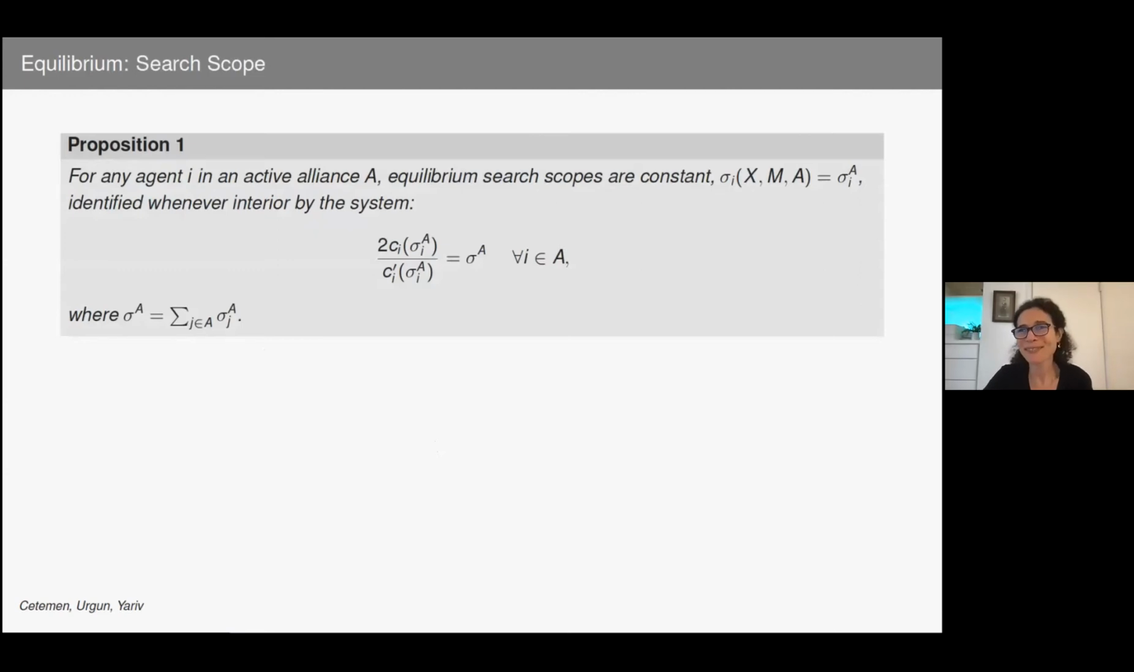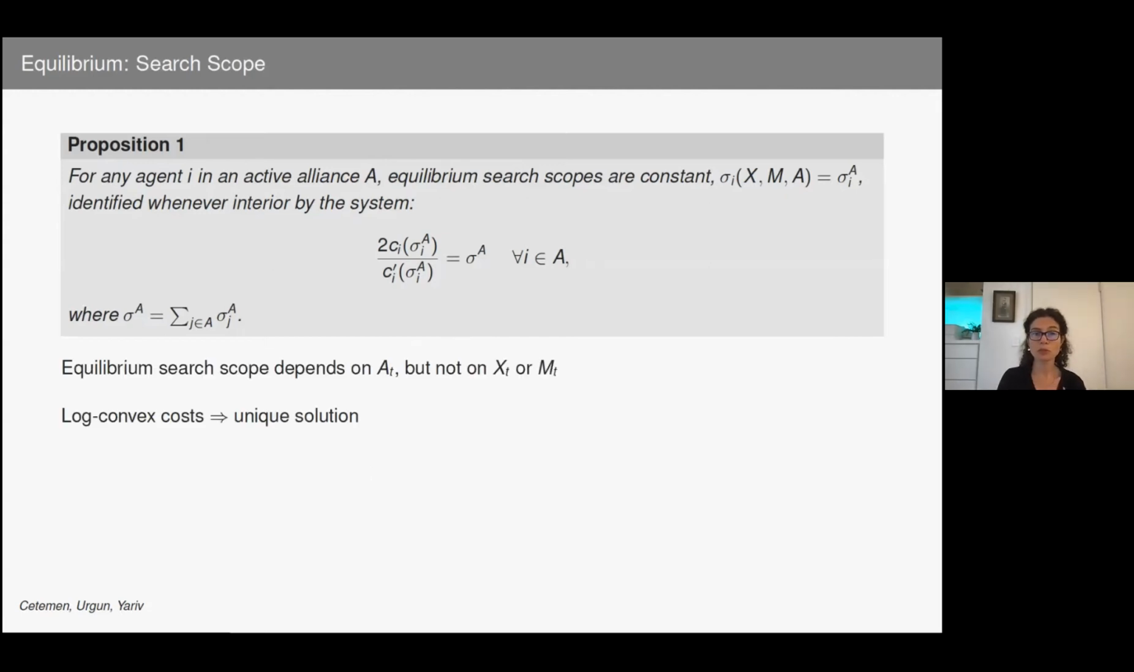All right, so let's start with the search scope. For any agent i in an active alliance A, equilibrium search scopes are constant. In other words, the search scope depends only on the active members of the alliance that are still searching, but not on the features of the path up to now. And whenever they're interior, they're identified by this system of equations. Interestingly, you'll see that the cost over the marginal cost plays a really important role here. So the equilibrium search scope depends on A sub t, I'm sorry for repeating myself, but not on X sub t or M sub t.